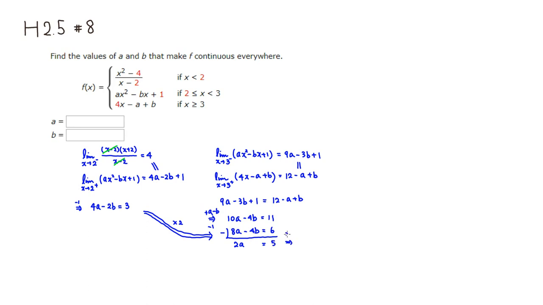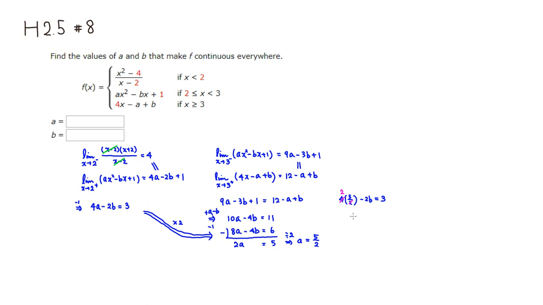So we can find a by dividing through by 2, so a is equal to 5/2. Once you have the a value, we can just plug this value back into an equation here. So I'm going to plug it in here. You're going to have 4 times 5/2 minus 2b is equal to 3. So 4 and 2 cancel out, and there's going to be a 2 there.